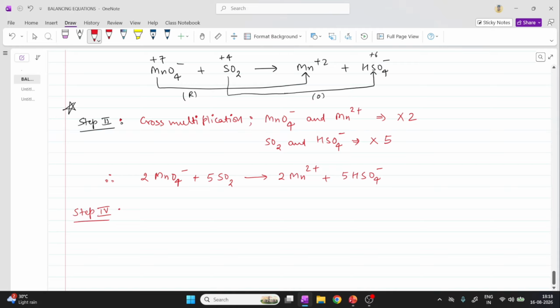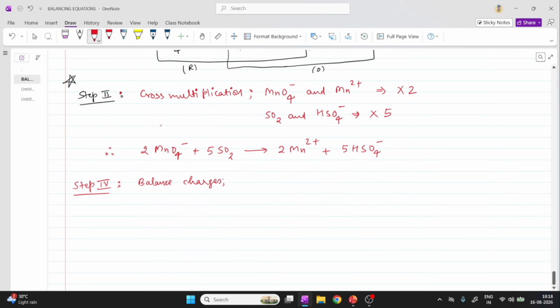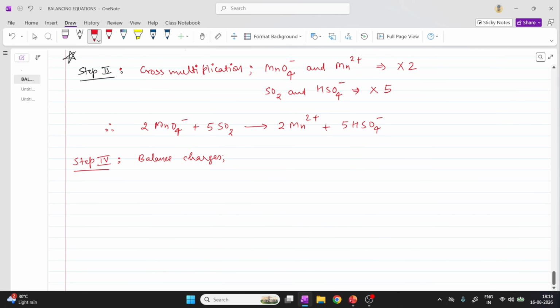Step 4 is balance charges. When we balance charges, first calculate the total charge. On the left hand side we have minus 1 multiplied by 2, so -2, and on this side we have 2 2s are 4, that means +4, and -5, 5 into -1, -5. So +4 -5, which is -1, and on this side we have -2. So LHS is what?